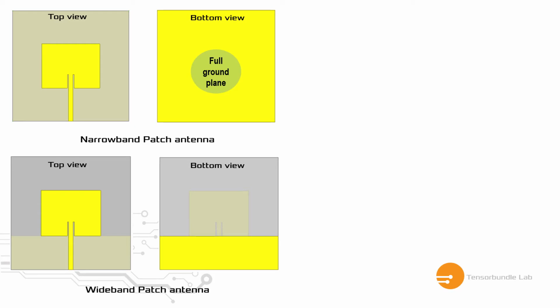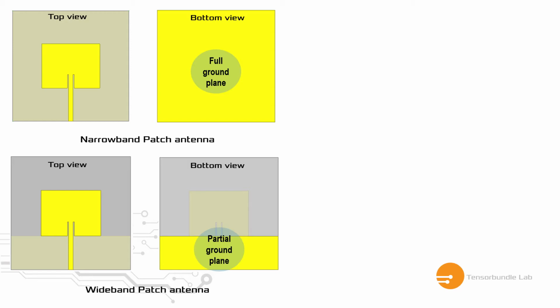If you notice, in the first antenna the ground plane is full, but in the second antenna, the wideband patch antenna, the ground plane is partial. So what's the performance difference between them? There are a lot of differences in performance between the narrowband and the wideband patch antenna.